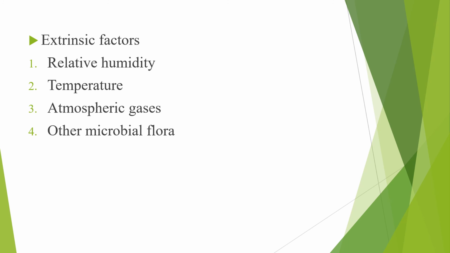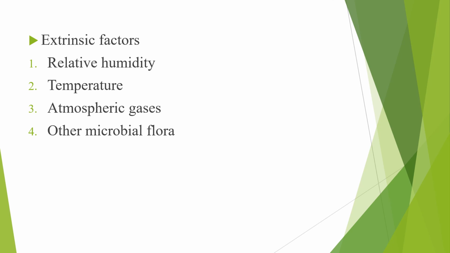Another most important factor is the temperature. Microorganisms are highly specific in their temperature requirement. They require an optimum temperature for their normal growth and metabolism. So the temperature of the surroundings of the food is also an important factor. And next is the presence of atmospheric gases. If it is an aerobic microorganism, then it requires the presence of oxygen, and if it is an anaerobic organism, the presence of oxygen in the atmosphere will inhibit that particular microorganism. Also, the presence of other gases in the environment is an important extrinsic factor.